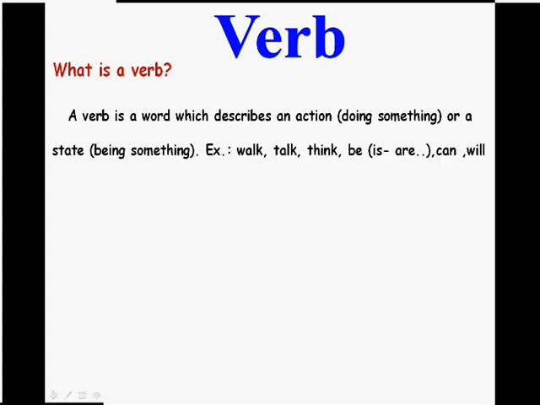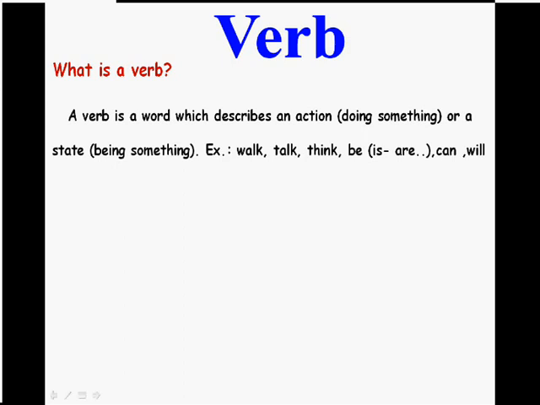A verb is a word which describes an action, doing something, or a state. Again, being something. Example, as we said, walk, talk, think. This is, of course, the action. Or verb to be, which is or are, or it can be was or were. It can be being or been, according to the tense.